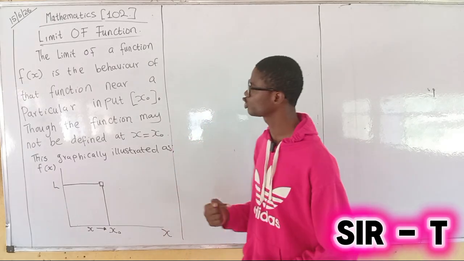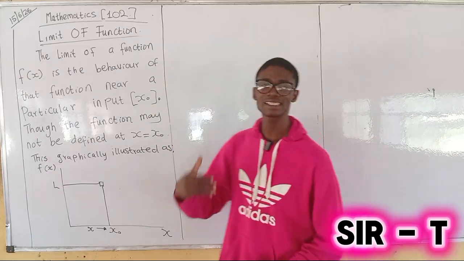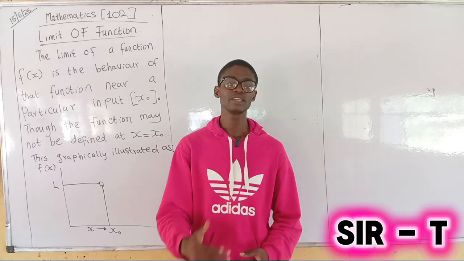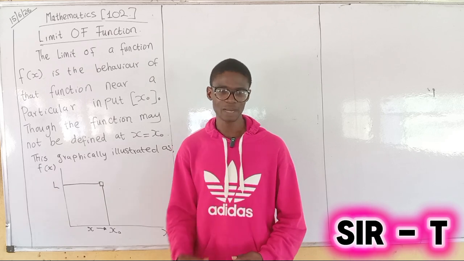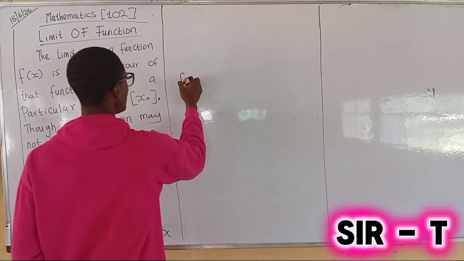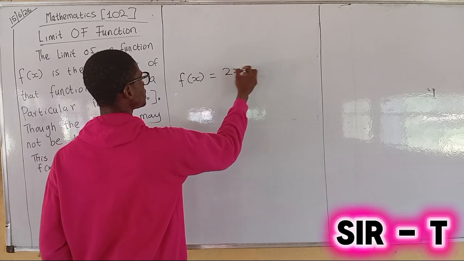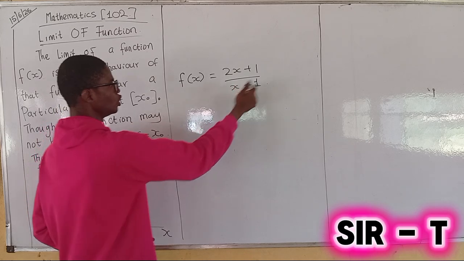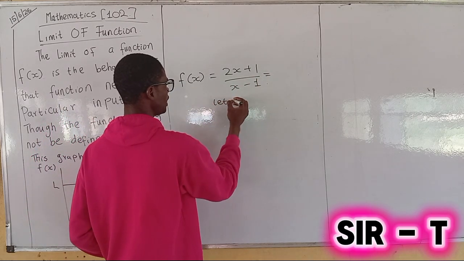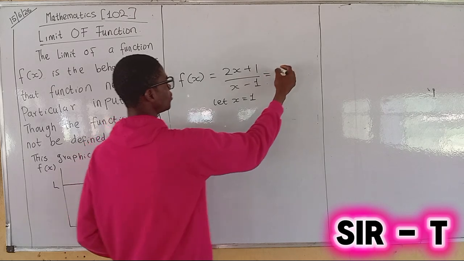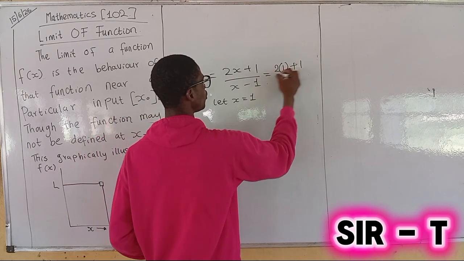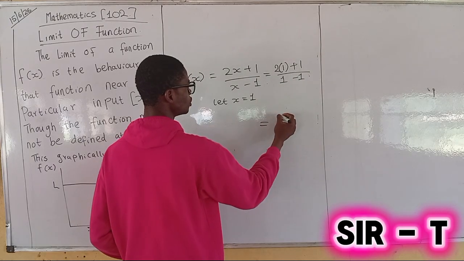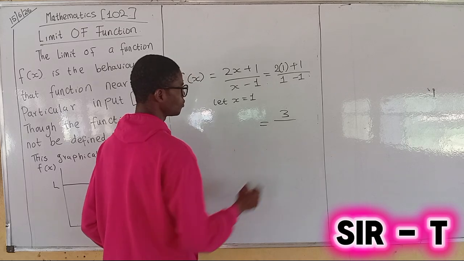Do you know that there are certain functions that when you put a certain value of x into that function, you will not get an answer? In that case, we say that the function is not defined at that point. For example, if we have f(x) = (2x + 1)/(x - 1), let x equal 1. What you will get is (2 × 1 + 1)/(1 - 1). If you solve this, you get 2 plus 1, which is 3, all over 0.